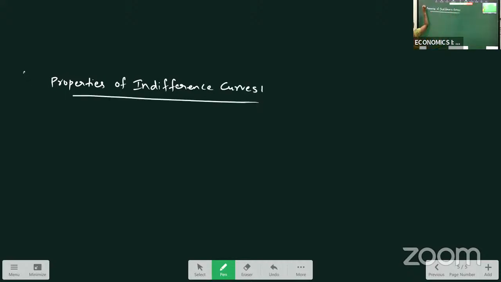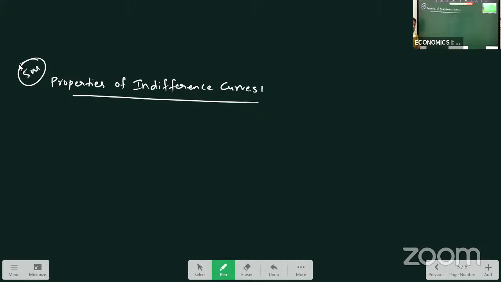Then next one, after this budget line, now these are the main important 2 marks questions here. Now next we are going to discuss the properties of indifference curves. This is a compulsory or very important 5 marks question. Every time they're asking this question for 5 marks, short answer: properties of indifference curves. What are the properties of indifference curves?